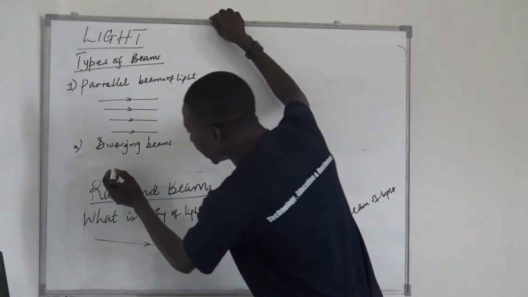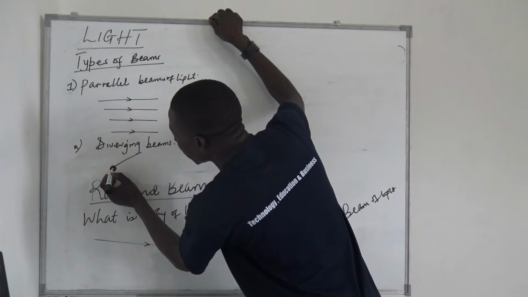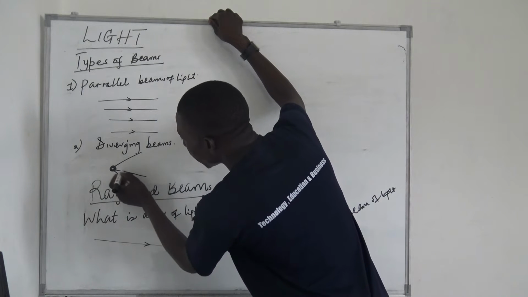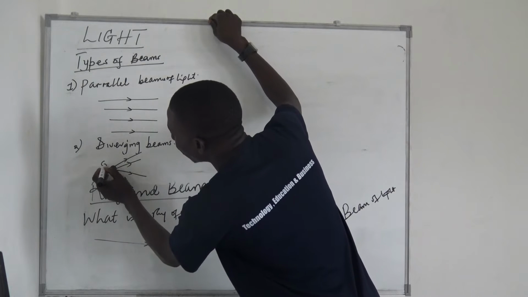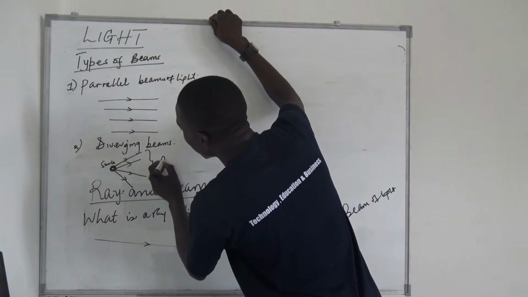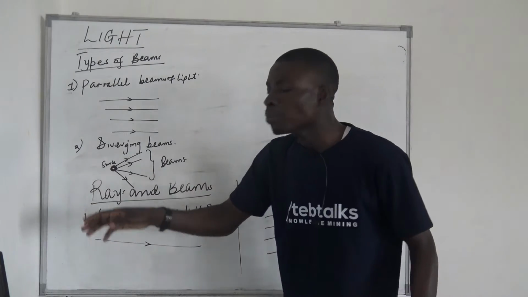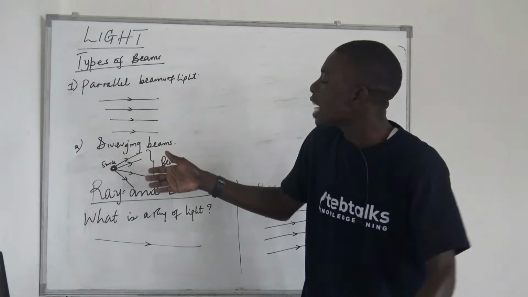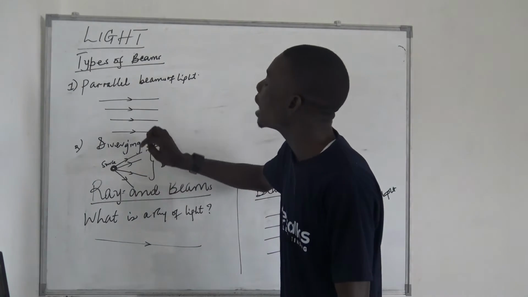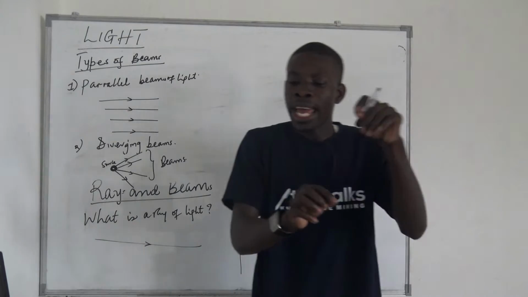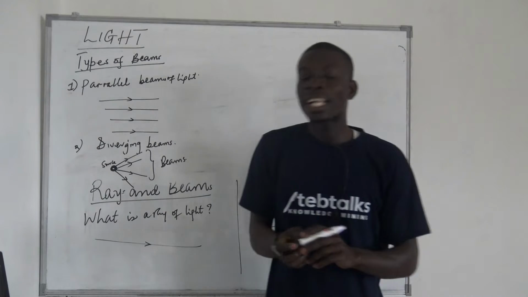How do we represent that? If I have a source here, this ray will move out in that direction, the other one, and this. This is the source, and these are the beams of light. They are all beginning from this point but spreading in different directions. They are not parallel. So these are what we are calling diverging beams. They diverge from a common point.